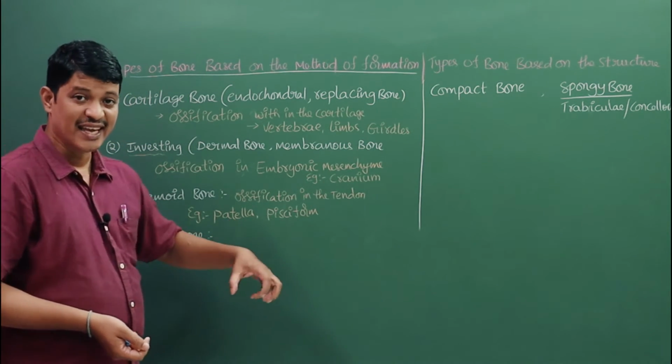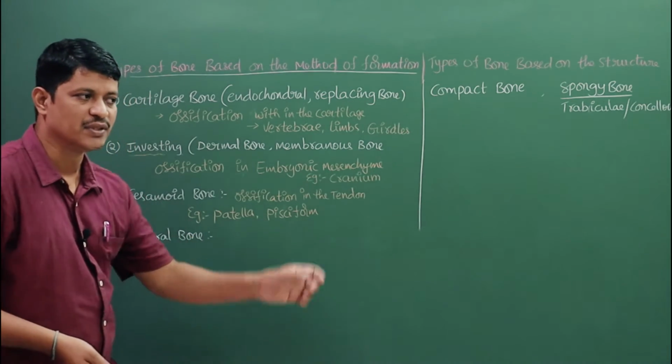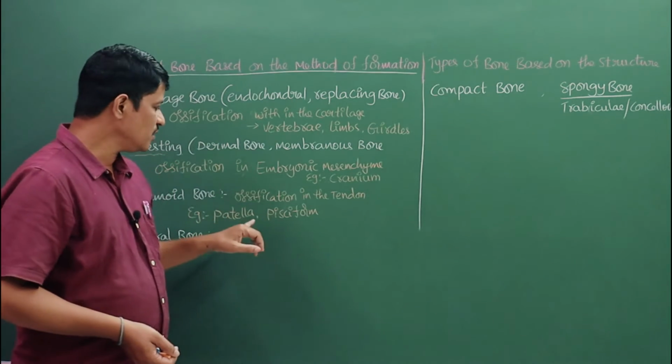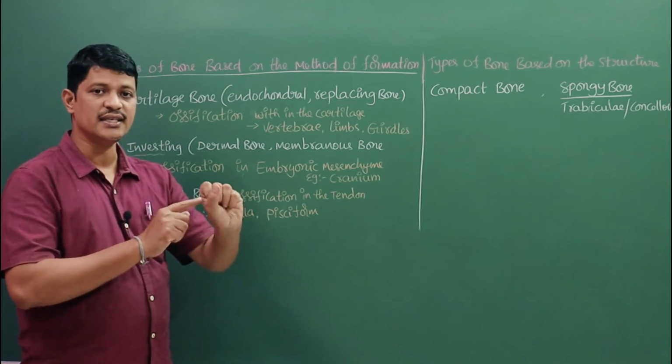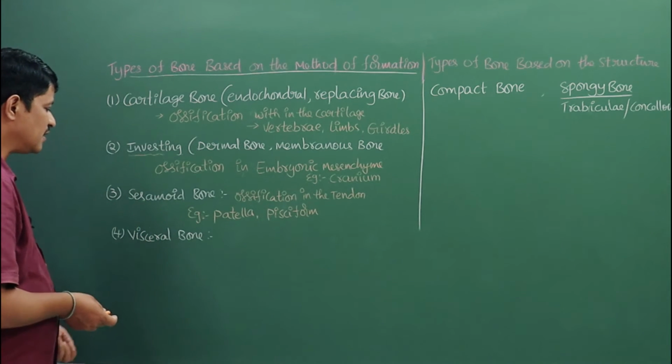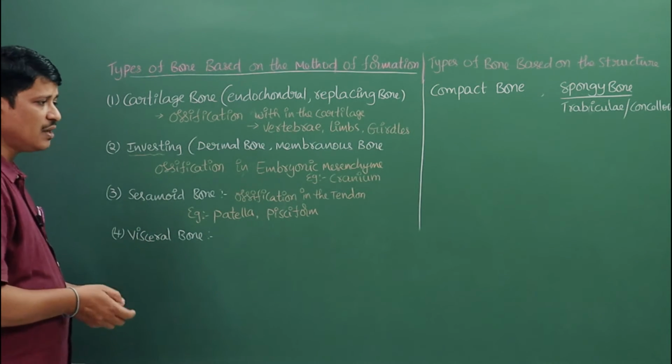Patella means the kneecap. When we move the kneecap, the bone moves at the outer part. That is known as the patella. And here, the wrist bone is known as the pisiform. These are the sesamoid bones.